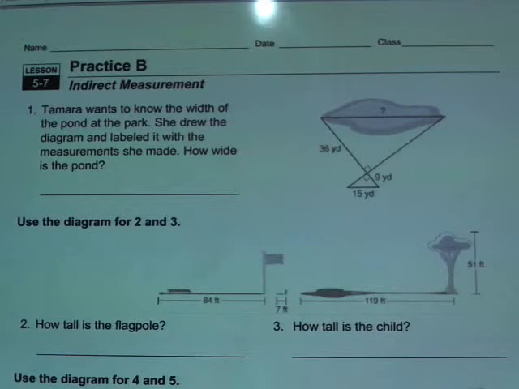This is the homework helper for Chapter 5, Section 7 in the 8th grade textbook entitled Indirect Measurement. All right, let's go ahead and start off with number 1. It says, Tamara wants to know the width of the pond at the park. She drew the diagram and labeled it with the measurements she made. How wide is the pond?